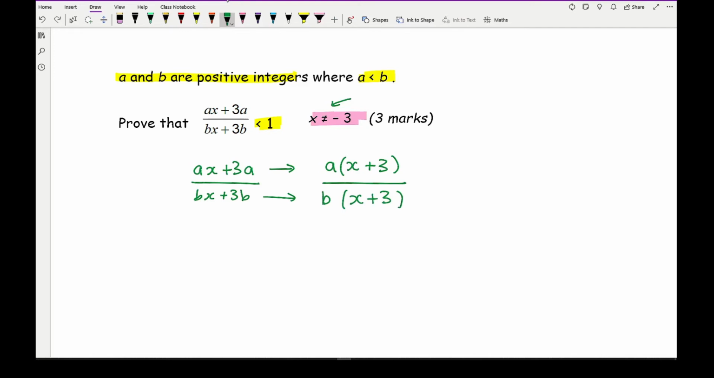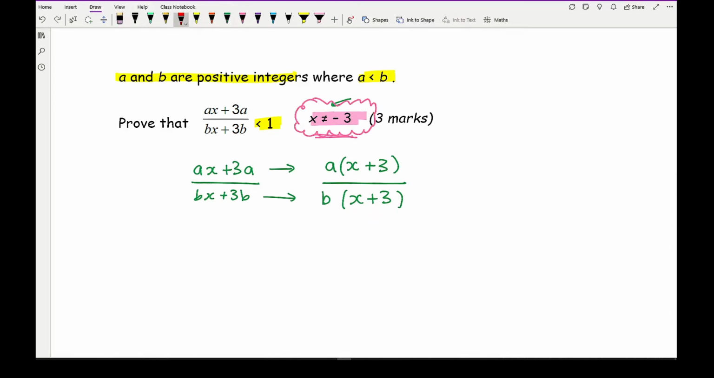Now, because we are dividing, the one number you cannot divide by is 0, so the denominator cannot equal 0. This is where the statement x can't equal minus 3 comes in, because if x equals minus 3, then this bracket would equal 0, and 0 times b is 0, so you get a math error because you can't divide numbers by 0. So this is the reason why they write this statement, because eventually you will end up with x plus 3 in the denominator, and it can't equal 0. That's the reason why x is not equal to minus 3 is written in this particular question.